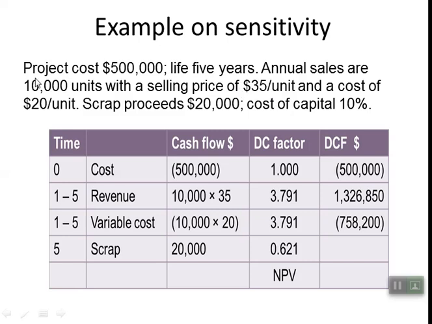Then the variable cost is this, and the scrap value at the end of the year is 20,000. Then our cost of capital is 10%, or what is called the discounting factor is 10%. Then we are supposed to compute the NPV, the sensitivity of this project.